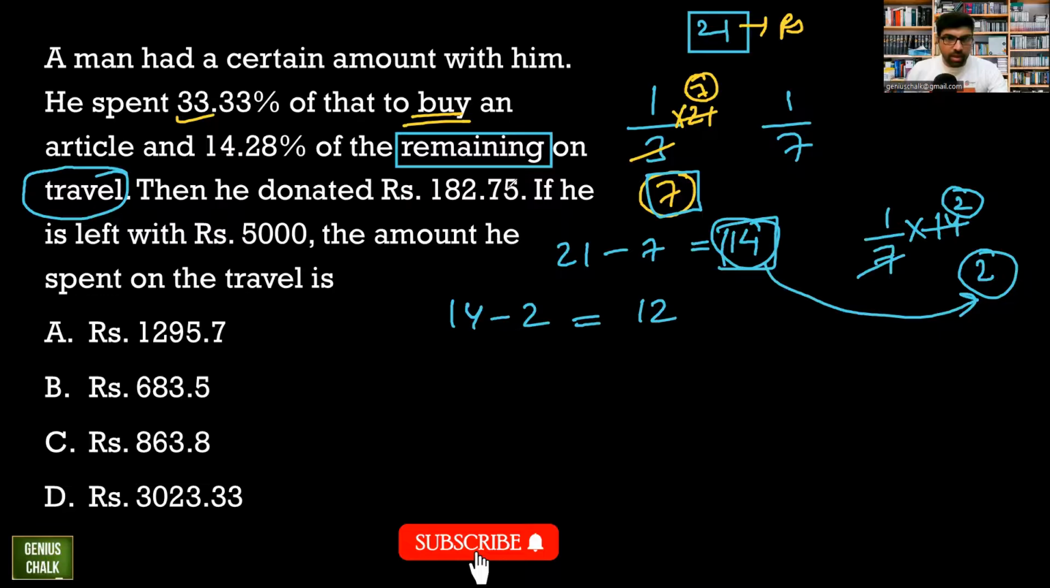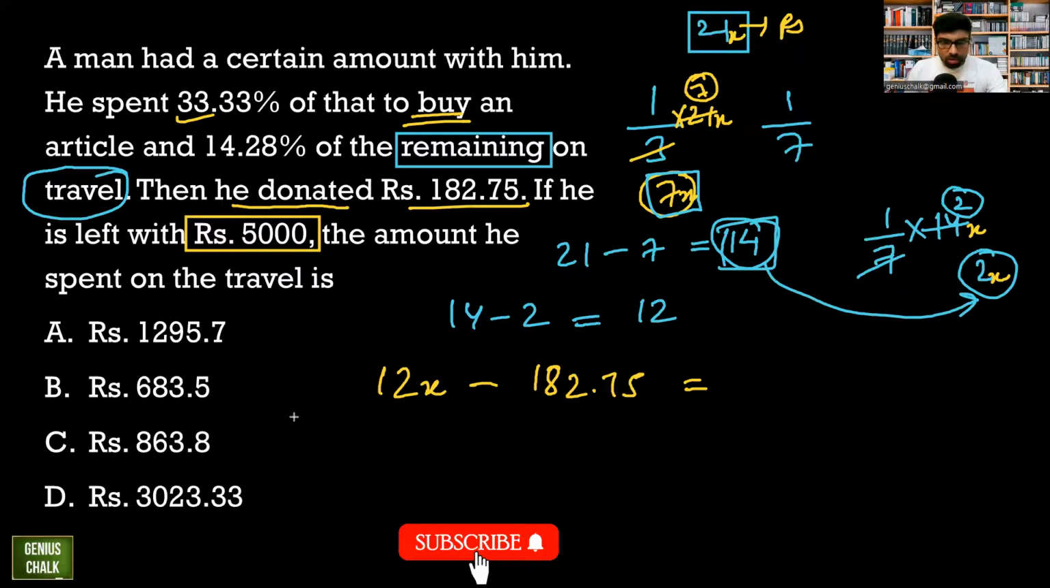Afterwards, he's saying that then he donated this much. From 12 units, he donated. Let's say 21x was the total, right? And 14x gone, so 2x gone and 7x gone. So I can say 12x is left. From that, he is donating this much. So this is my left value. What is the left value given here? That is rupees 5,000. So you can say it is equal to 5,000.